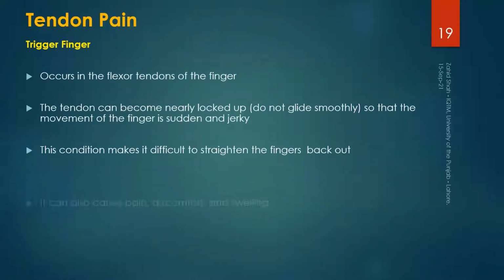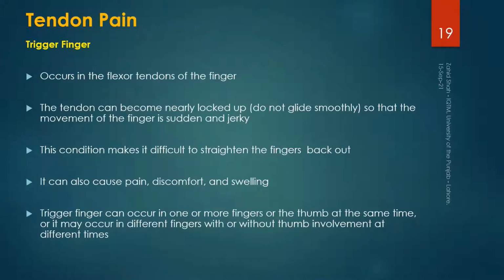Now there are a number of problems that are related to tendons. So tendon pain can have many different forms. We will discuss a few of them. One of them is trigger finger. It occurs in the flexor tendons of the finger. And you may remember from the first lecture that the flexor muscles are on the palm side, right, on the anterior side of the hand.